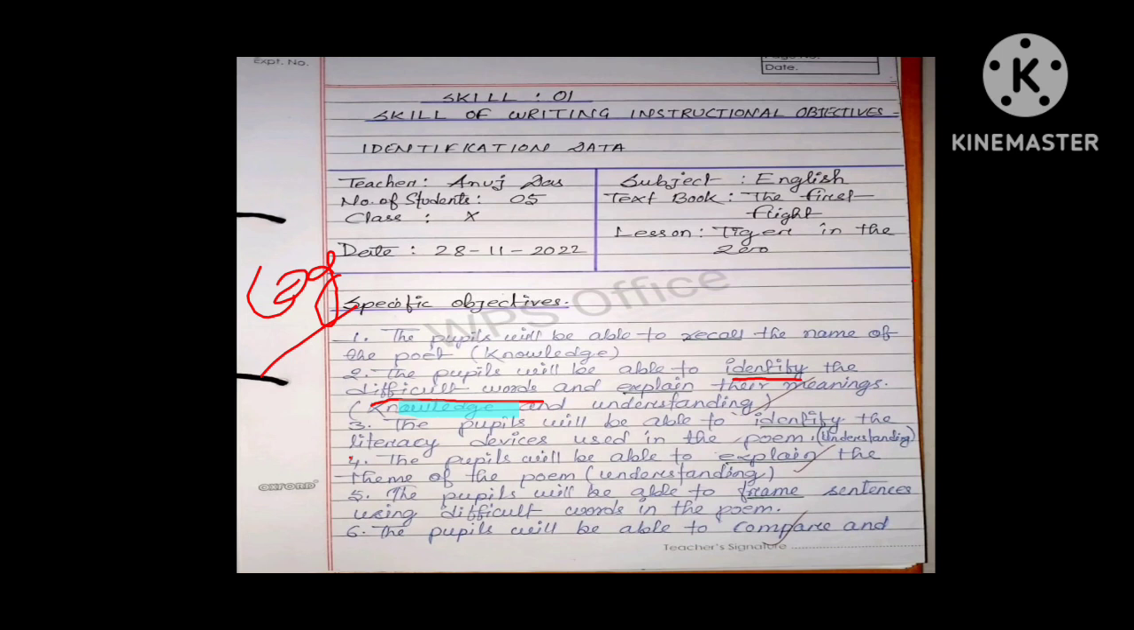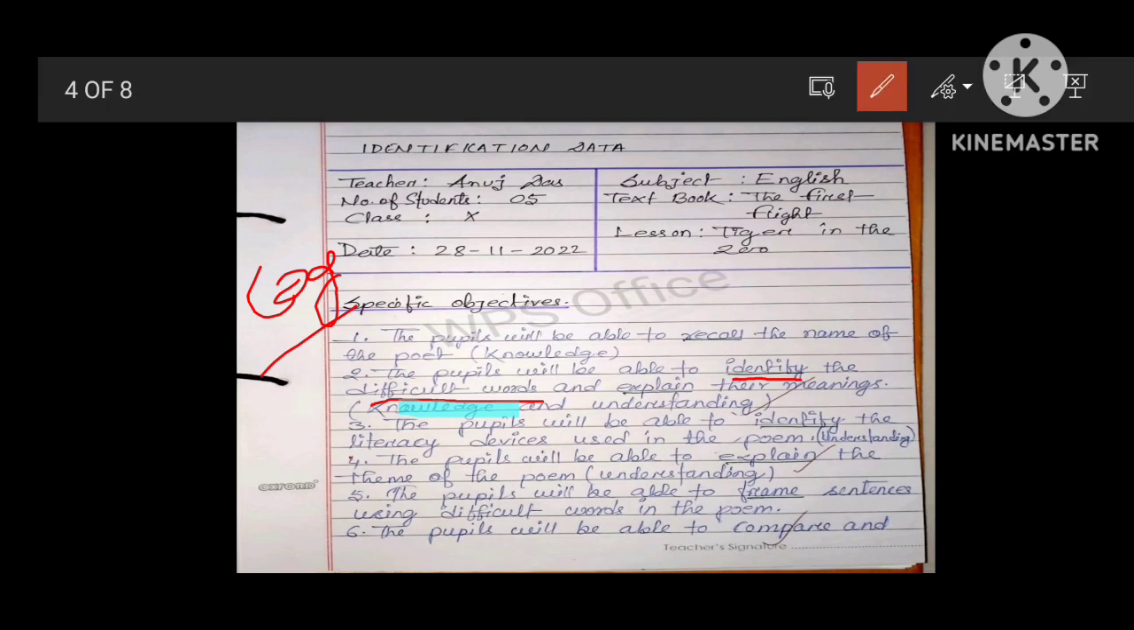So when will they be able to explain their meaning? When they come to identify that these are difficult words, and they learn, out of this learning they will be able to explain to other people also that this word means that, right? So this is my objective, that the students will be able to identify as well as explain. So these come under the knowledge level as well as the understanding level of the cognitive domain. So all of these things are under the cognitive domain.